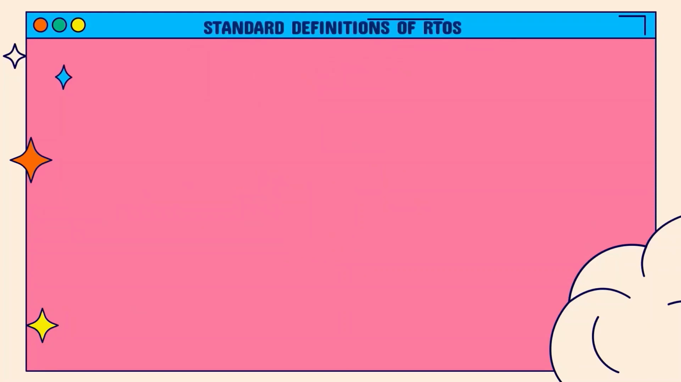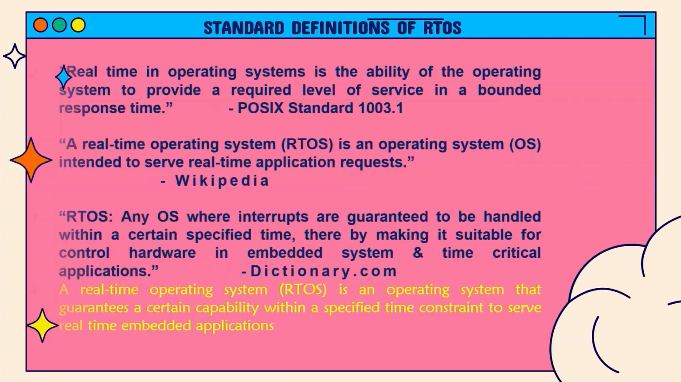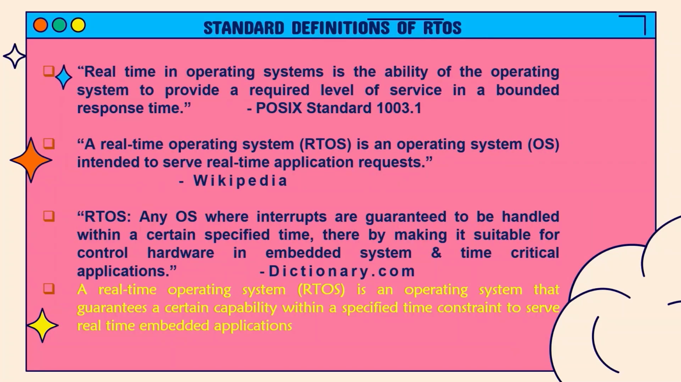Some standard definitions of real-time operating system given by POSIX, Wikipedia, and the dictionary are as follows. According to POSIX, a real-time operating system is the ability of an operating system to provide a required level of service in a bounded response time. According to Wikipedia, a real-time operating system is an operating system intended to serve real-time application requests.